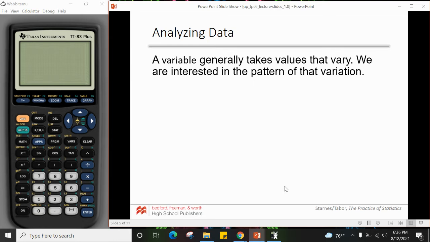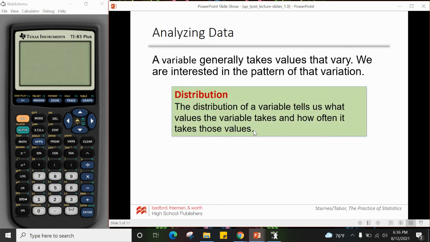So a variable generally takes values that vary, and we are interested in the pattern of that variation, right? It'd be pretty boring if every data was just the same. If it just said everyone had 2 siblings, well, that's not anything interesting. Typically that number will vary, whatever that variable is.